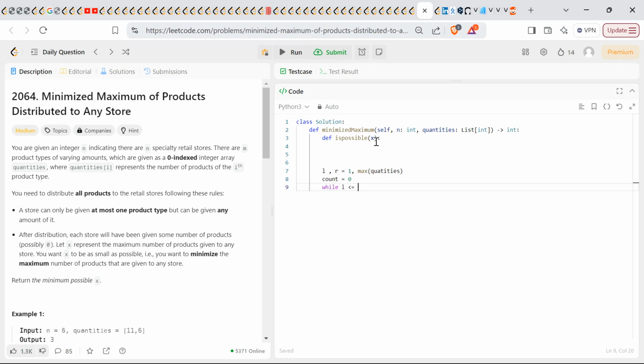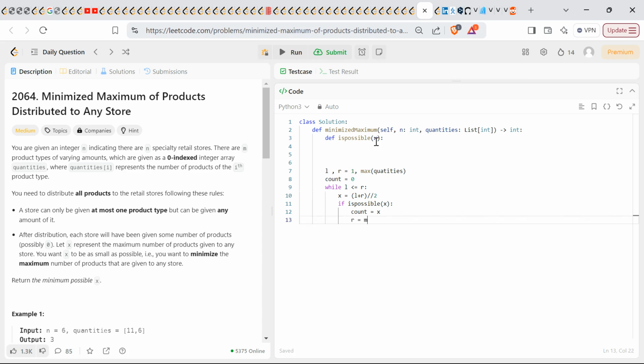While left is less than or equal to right, mid equals integer division by 2. Now if is possible of x, then we will store count as x and try to find an even smaller value if it is present in the left part. Otherwise, we would just return count.